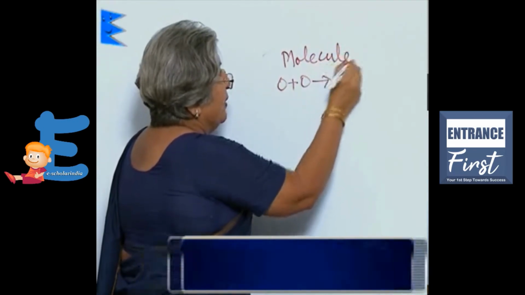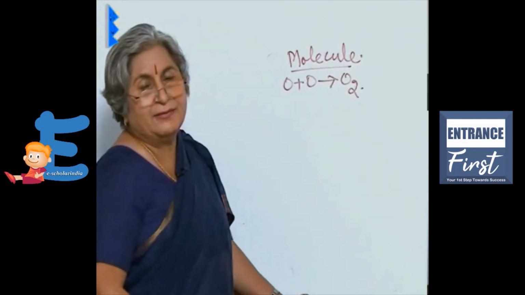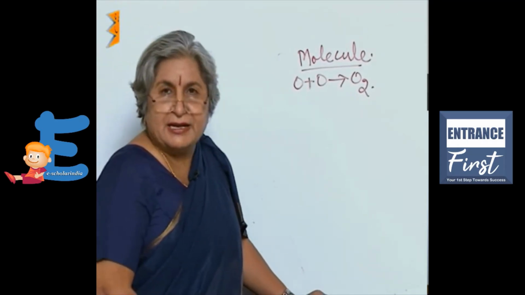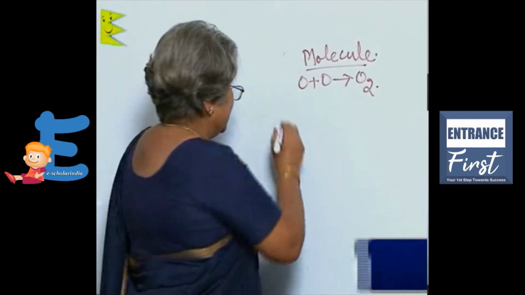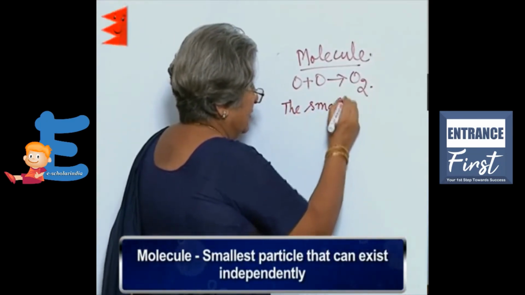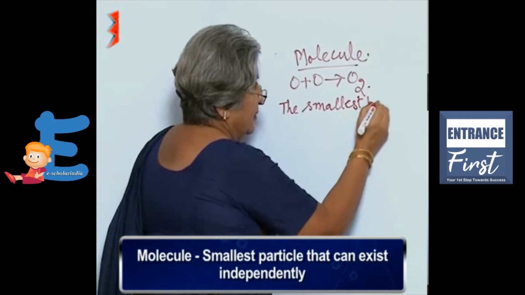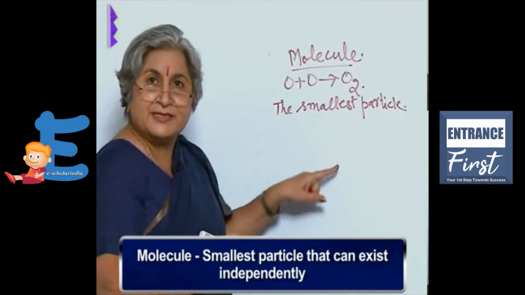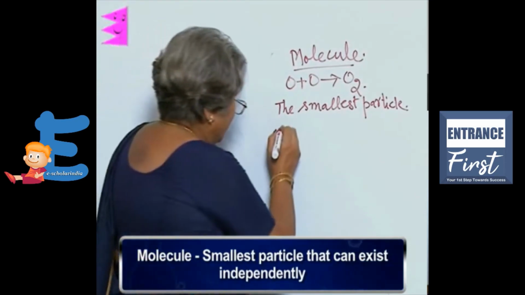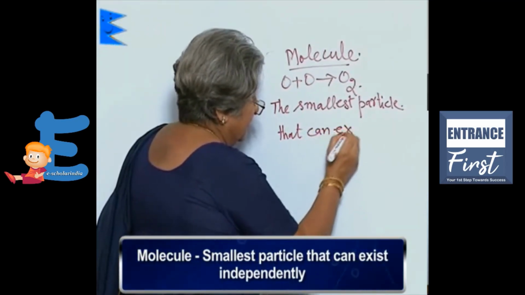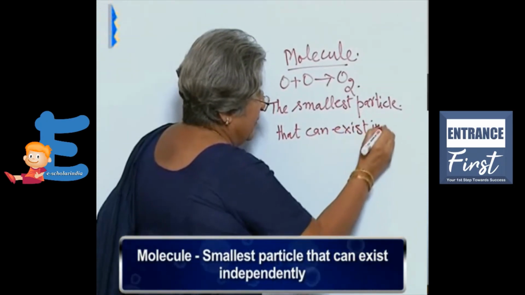And a molecule, unlike atoms, can exist independently. So we can define a molecule as the smallest particle, now atom is also smallest, why am I saying smallest again, that can exist independently.